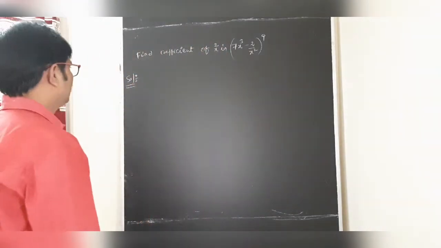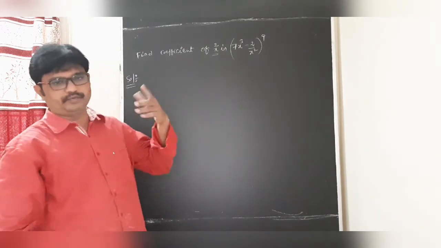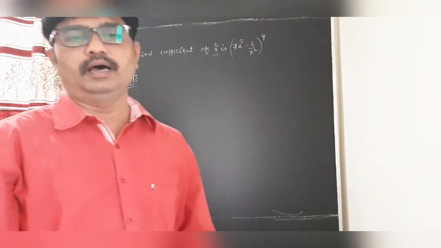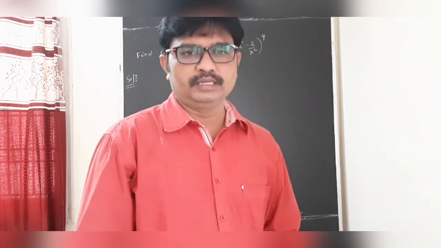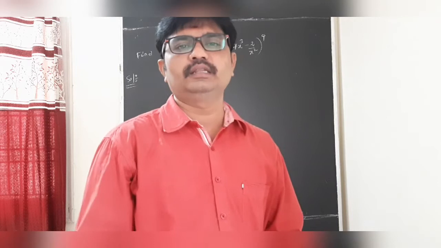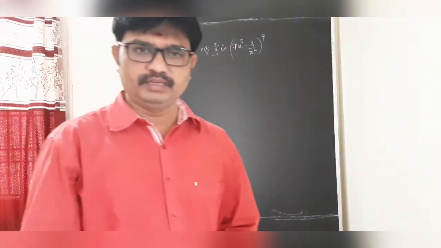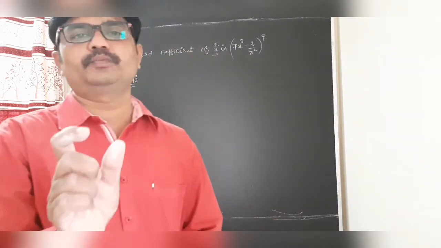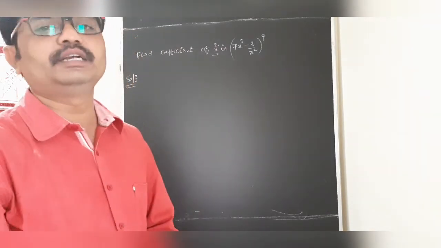The first method, students, the general process, is to find the coefficient of x square, coefficient of x cube, x power 7, and one more thing, the independent term. What is the meaning of independent term? Independent term means in the expansion only the constant term, that is, the expansion does not contain the variable x. Then it will be called the independent term. So independent term means the constant term.